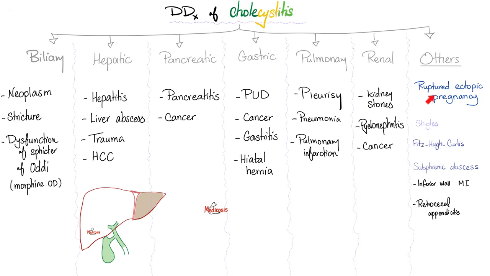And that's why you will need to order a beta HCG to rule out the possibility of ectopic pregnancy. Shingles. Remember the herpes zoster virus that follows a single unilateral dermatome? Yeah, if the dermatome is in the upper abdomen, the upper right quadrant, the pain will be very similar. Will I see the rash? Maybe yes, maybe not. And then this disease, I'm not even going to pronounce it because it's probably a cuss word in a certain language. Fitz-Hugh-Curtis syndrome. Subphrenic abscess, inferior wall MI. Yeah, because it's on the diaphragm. Retrocecal appendicitis because it's a high appendix.